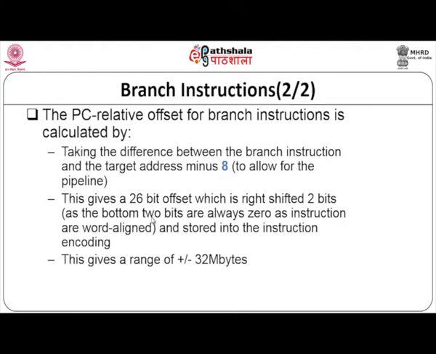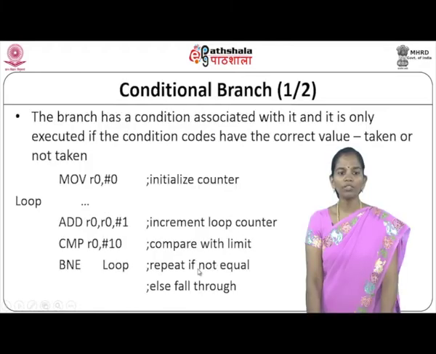Now, these 24 bits which we are speaking of here can give us a range of nearly 32 megabytes for a forward jump, or a reverse jump of 32 megabytes. So that is what is given here: plus or minus 32 megabytes.